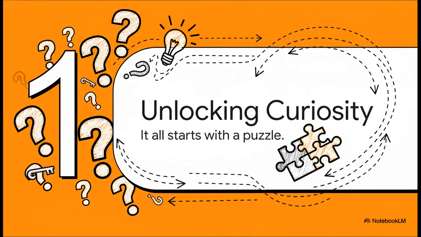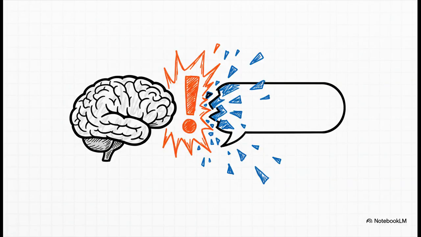All right, Section 1, Unlocking Student Curiosity. The whole thing kicks off with a really simple but powerful idea. People are naturally driven to figure things out when they're faced with a good puzzle. The process begins with something called a discrepant event. Now, that sounds kind of fancy, but all it really means is you show students something that doesn't make sense.